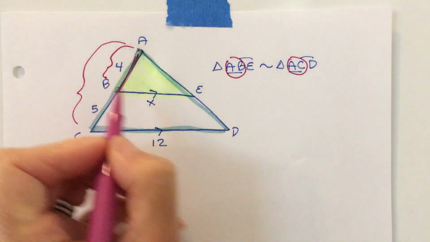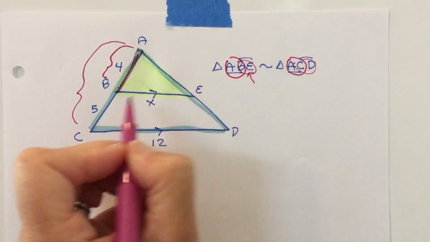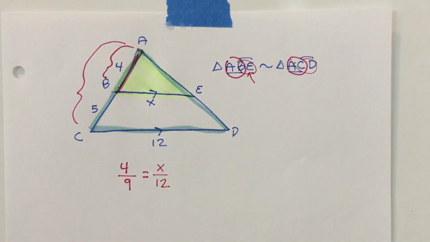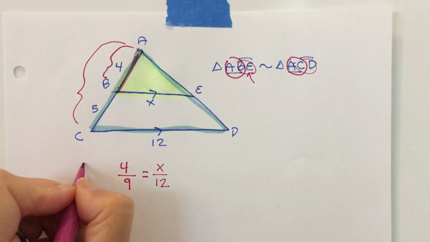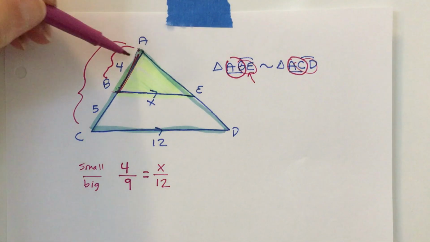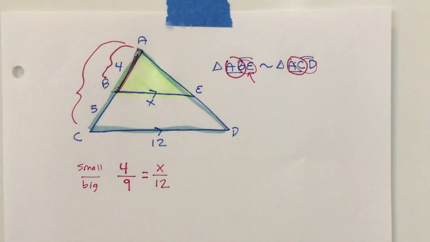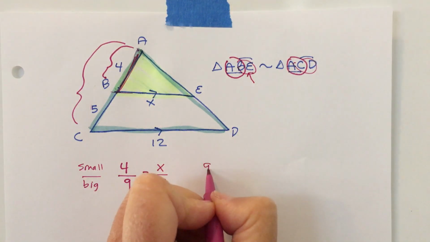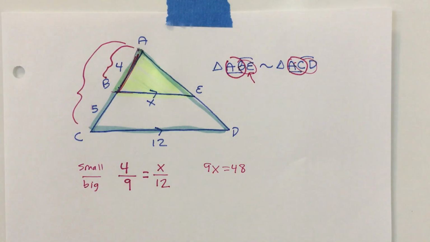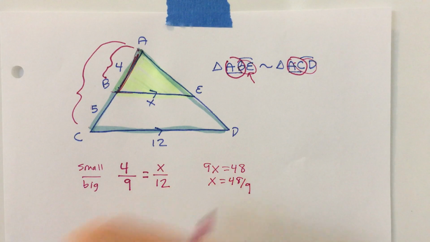And then BE, which is right here, corresponds to CD. So BE and CD go together. And you notice I did small, big, just like when we did it before. The 4 and the X are part of the small. The 9 and the 12 are part of the big. Okay, cross multiply. Get 9x equals 48. Divide, and you get 48 over 9.